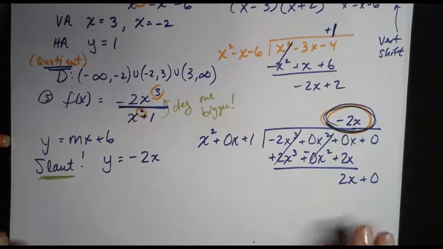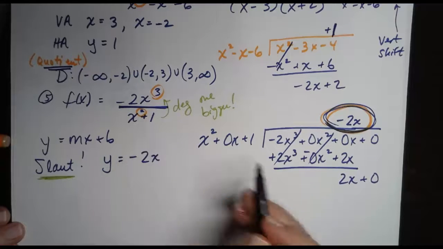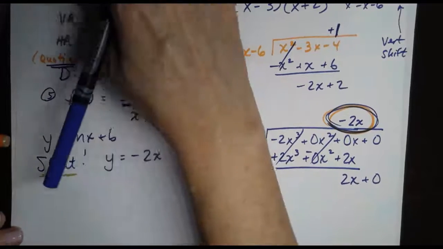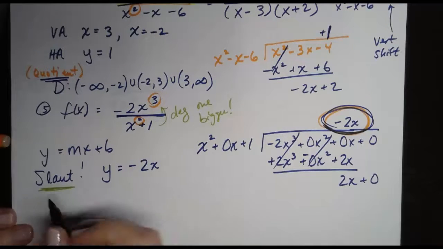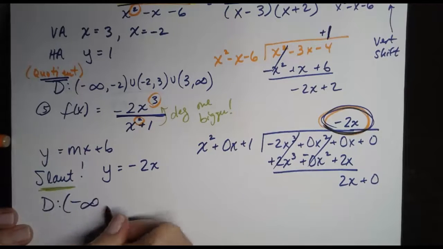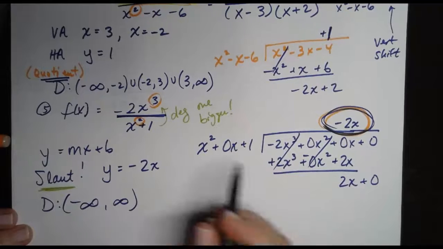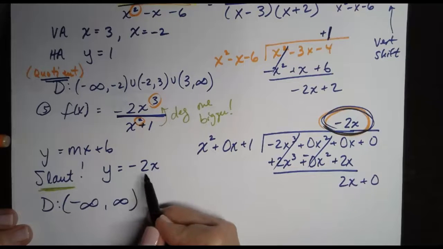Now, we can finish this problem off by looking at the denominator of the rational function and noticing that we have x squared plus 1. If it's x squared plus 1, no real number will ever make this go to 0. Therefore, our domain is unlimited. There are no vertical asymptotes. The domain is all real numbers. So this would be a continuous function with a slant asymptote.